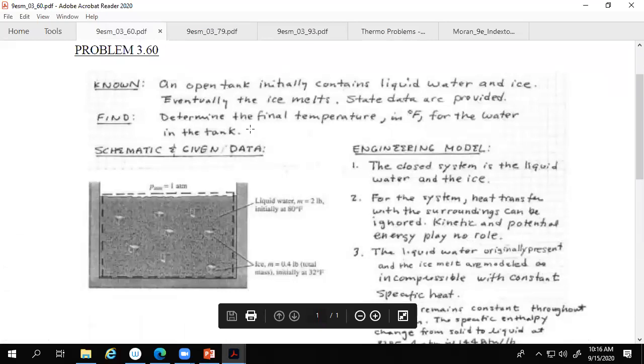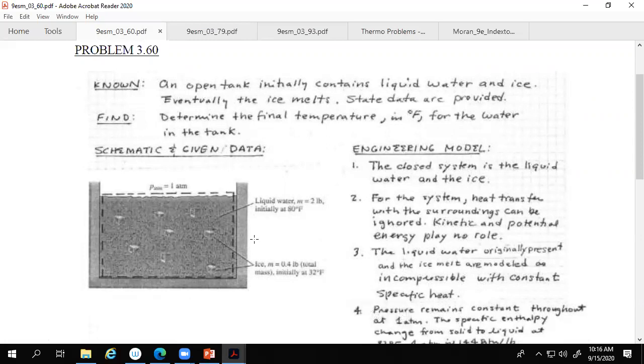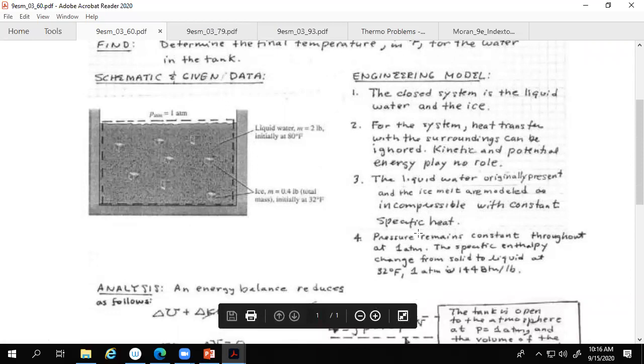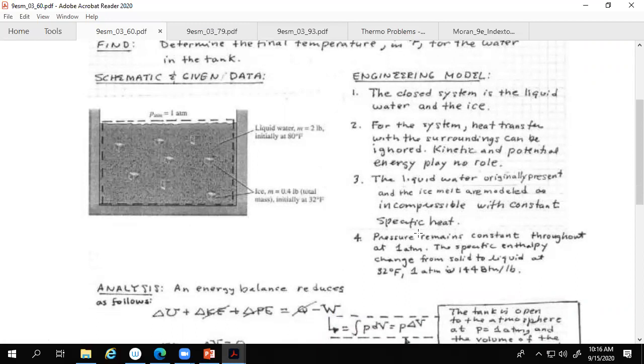We don't need to read the first little bit. There's the picture. Engineering model is probably good. Closed system is the liquid and the ice. For the system, heat transfer with the surroundings can be ignored. Kinetic and potential energy play no role. The thing's not moving anyplace. Liquid water originally present and the ice melt are modeled as incompressible with constant specific heats. We'll make this as easy as possible.